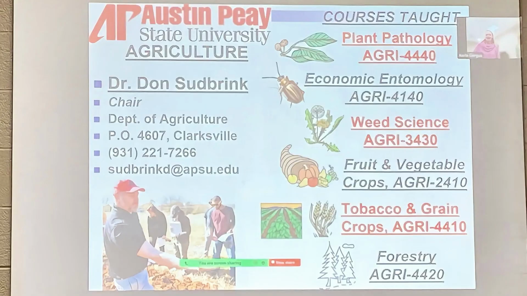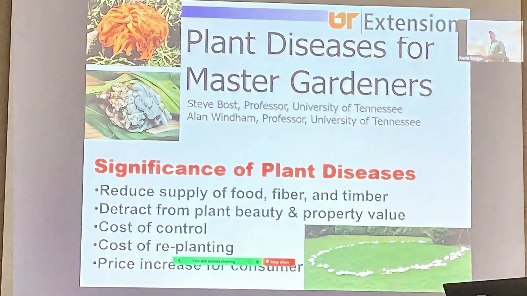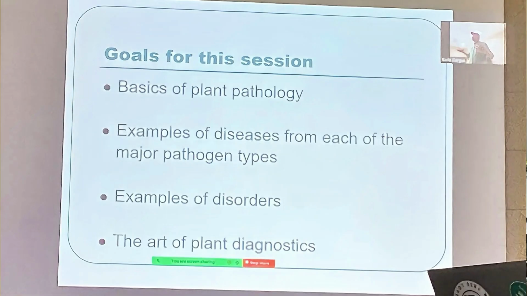So we're going to be doing plant diseases for master gardeners, and we're going to learn about the significance: reduced supply of food, fiber, and timber, detract from plant beauty and property value, cost of control, cost of replanting, price increase for consumer. Goals for this session: basics of plant pathology, examples of diseases from each of the major pathogen types, examples of disorders, and the art of plant diagnostics.